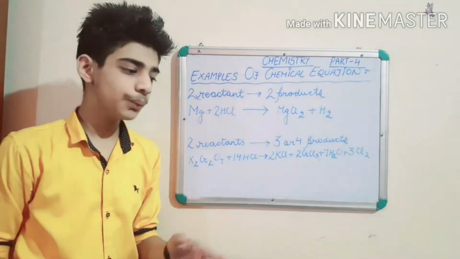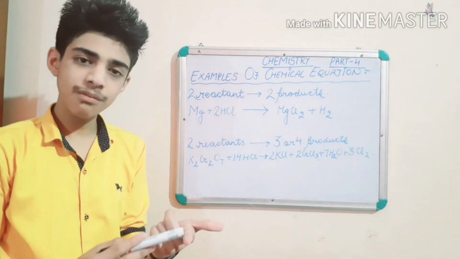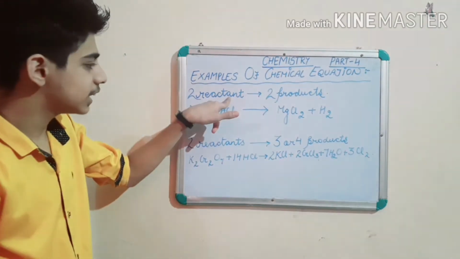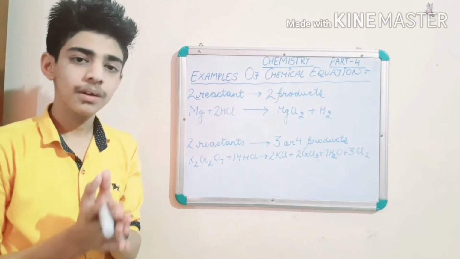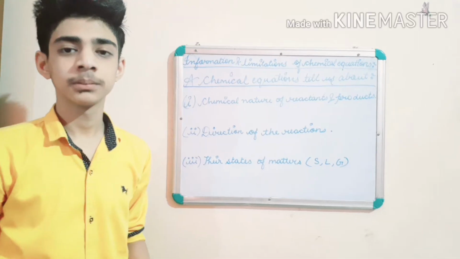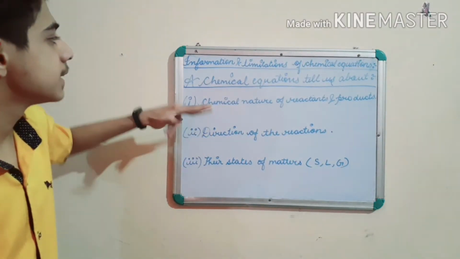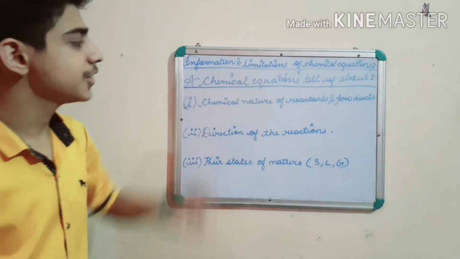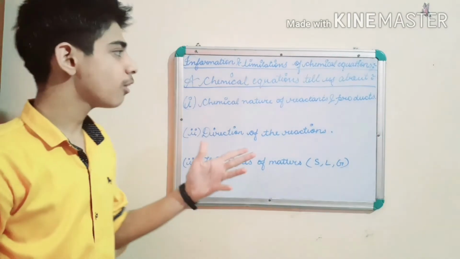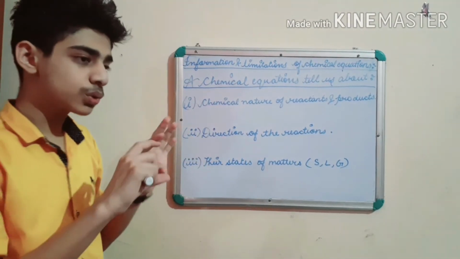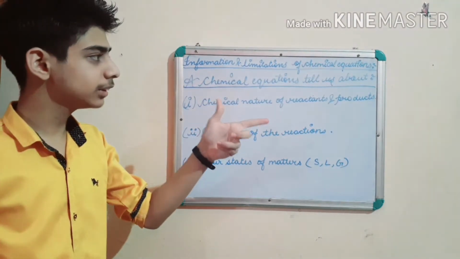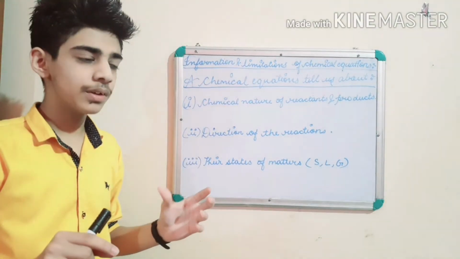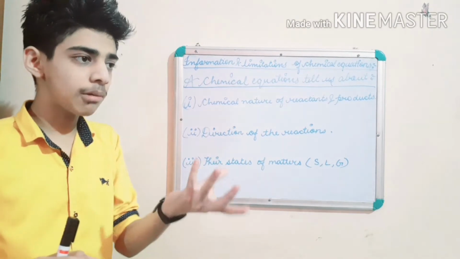Now I will tell you about the limitations and information a chemical reaction or equation can tell us about the reaction. So now the new topic is information and limitations of chemical equation. Information means when we write a chemical equation, what it tells you about, and limitations of chemical equation means when we write the chemical equation, what it cannot tell us about the reaction.